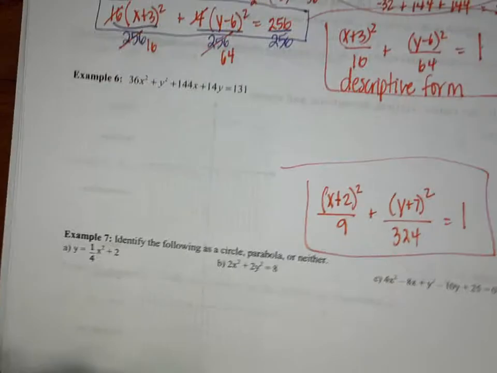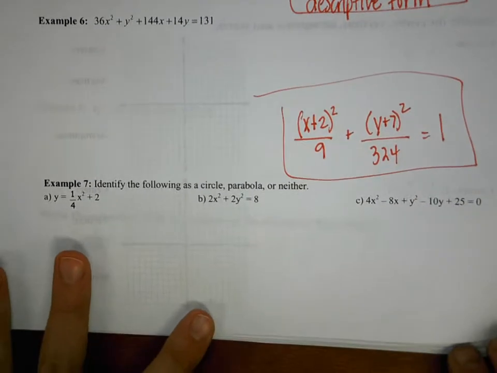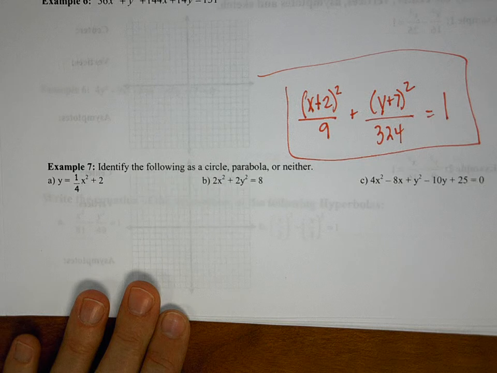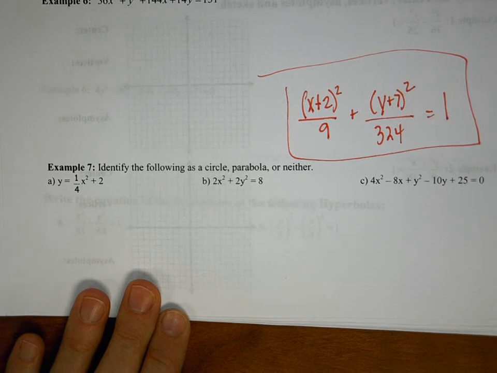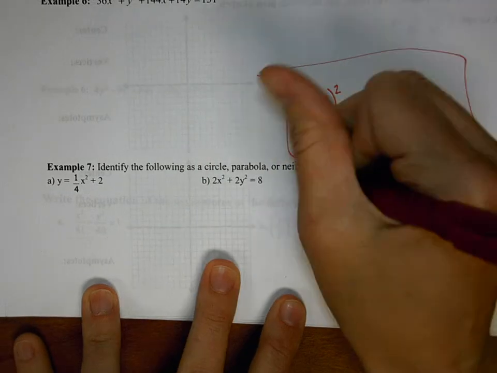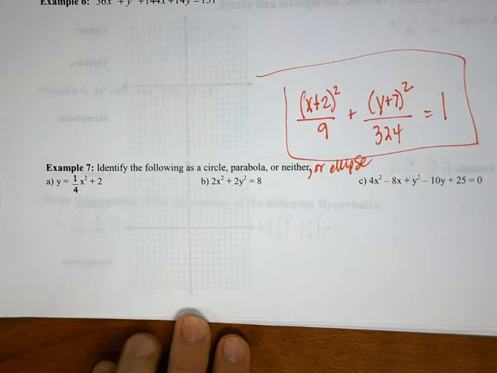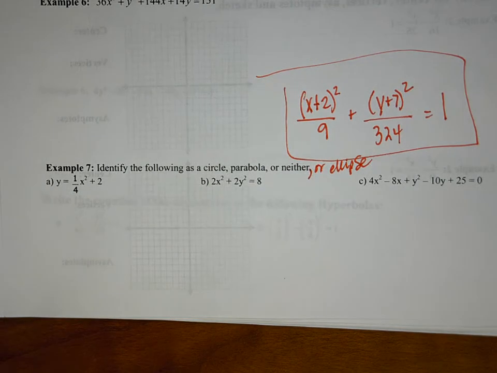Real quick, example 7. Identify the following as a circle, parabola, or neither. Actually, it should have also had ellipse. Circle, parabola, neither, or ellipse. Let's add that in there. So who knows one of them for sure? A is what? Parabola. How do you know A is a parabola?